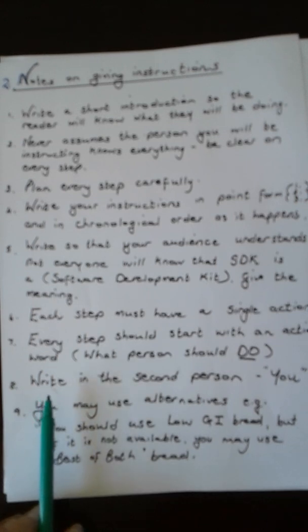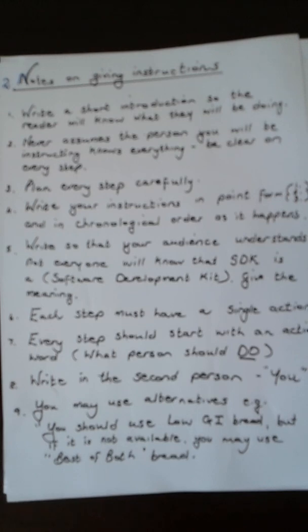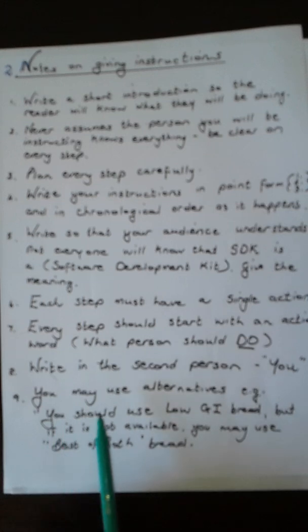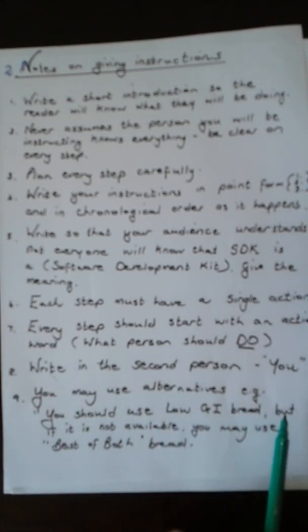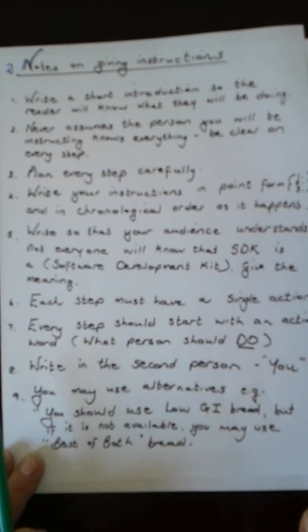You also write in the second person, you, because it's not I who is doing it, it's the other person. So you must do this. Okay. You may use alternatives. For example, you should use low GI bread, but if it is not available, you also may use both, best of both bread. Okay, so therefore the person will know exactly what is expected.